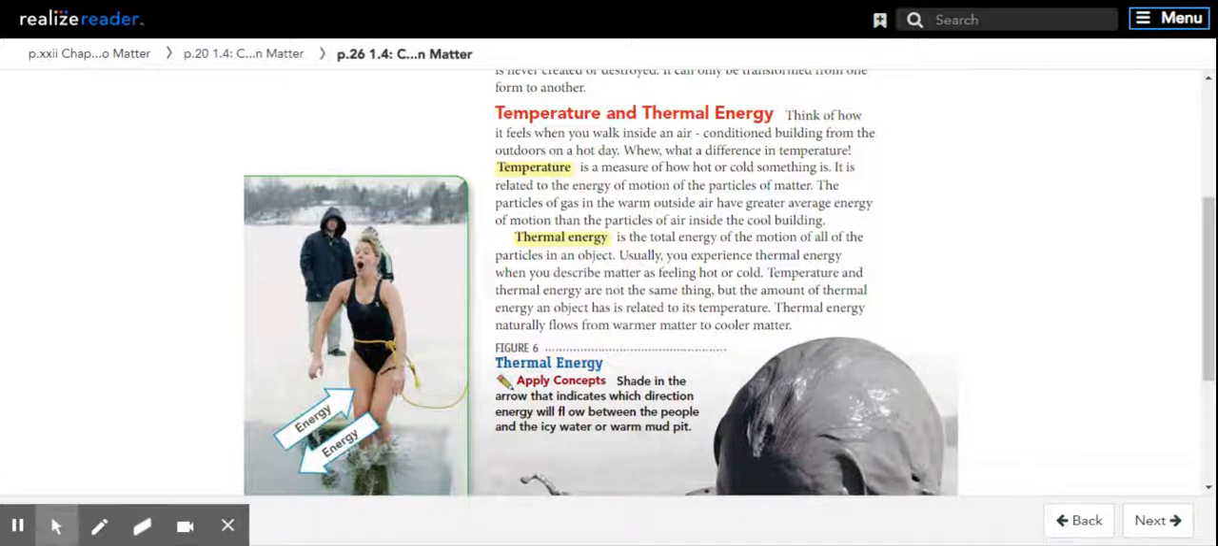Thermal energy is the total energy of the motion of all of the particles in an object. Usually you experience thermal energy when you describe matter as feeling hot or cold. Temperature and thermal energy are not the same thing, but the amount of thermal energy an object has is related to its temperature. Thermal energy naturally flows from warmer matter to cooler matter.